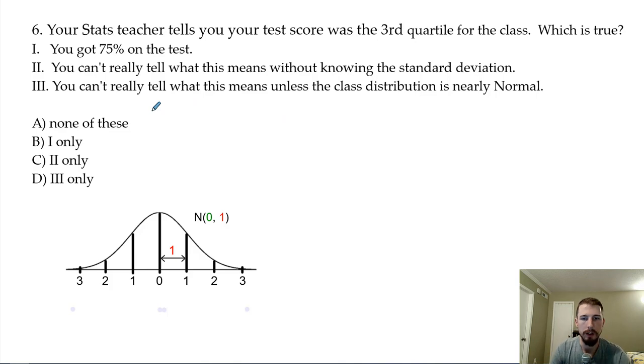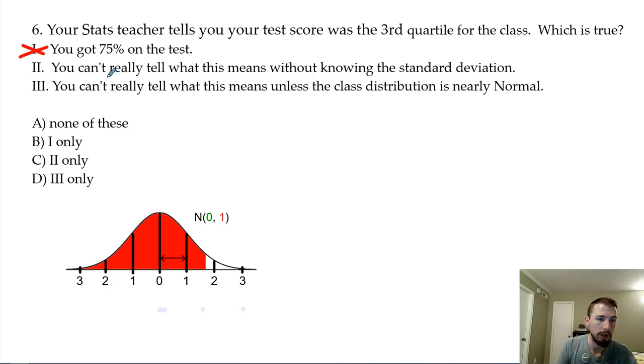All right, your stats teacher tells you scored in the third quartile for the class. So the third quartile would mean you're scoring in the top 75%, so somewhere around here, meaning only 25% scored above you or better. If we're looking at percentile, that means you scored higher than 75% of your classmates. So your Z-score is going to be between 1 and 2 somewhere. All right, so does that mean that you got a 75 on the test? No, because that would depend, it just depends on what the mean and standard deviation is. So what it really means is that you scored higher than 75% of your classmates.